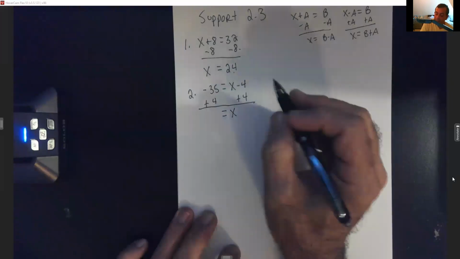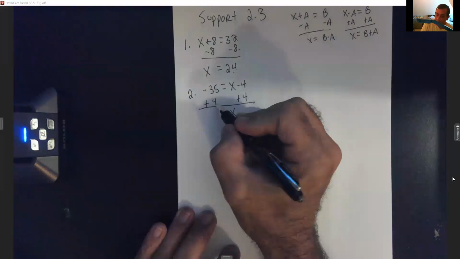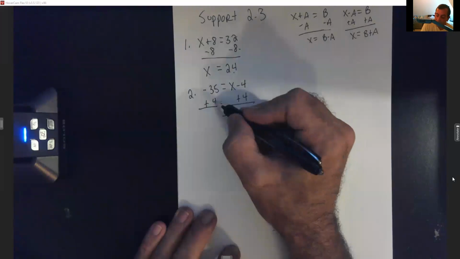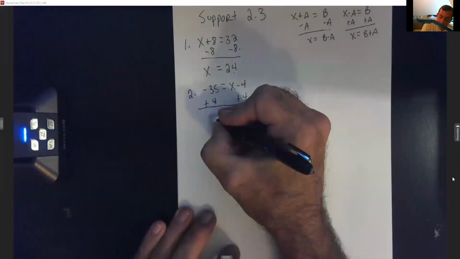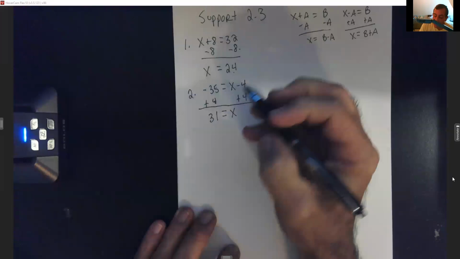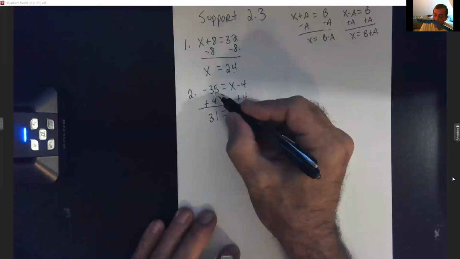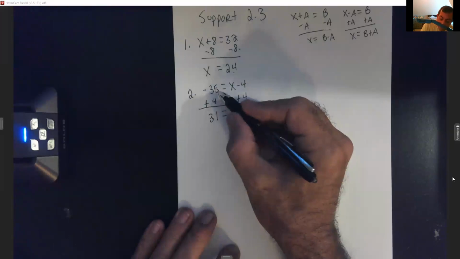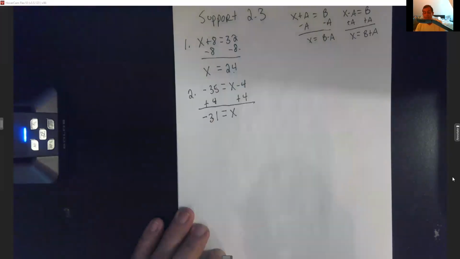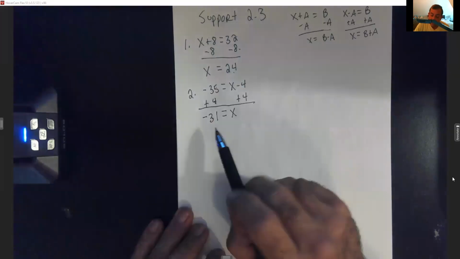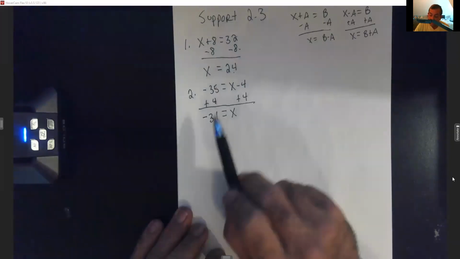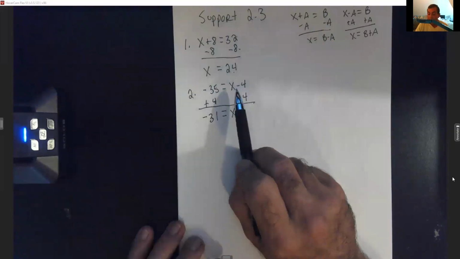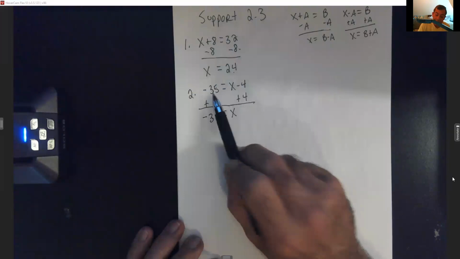And then over here, you got negative 35 and a positive 4. When you're adding unlike signs, you subtract the numbers. So 35 minus 4 is 31. And then you give this answer the same sign as the larger number. So my larger number was a negative 35. So I got to make that answer negative. So then you check that. Negative 35 equals negative 31 minus 4. And y'all, negative 31 minus 4 is a negative 35.